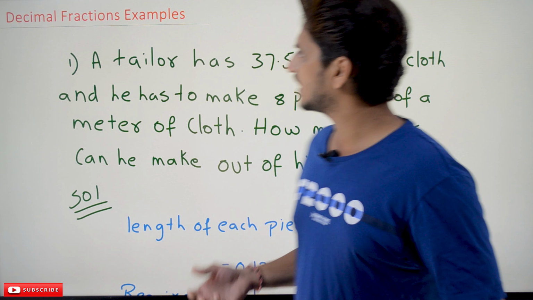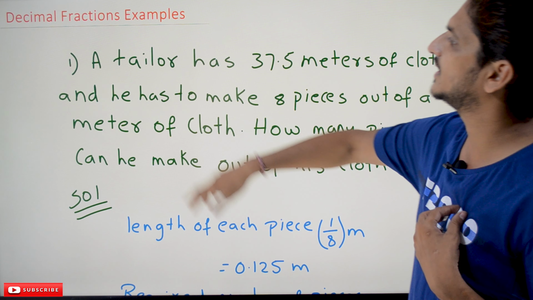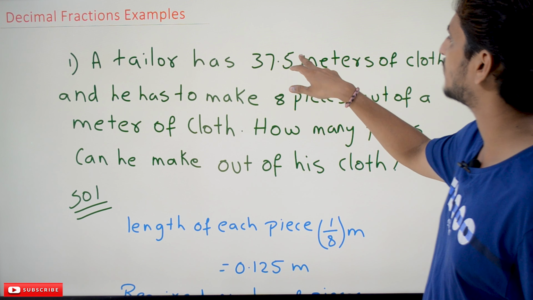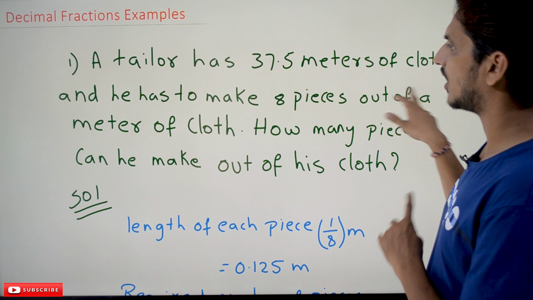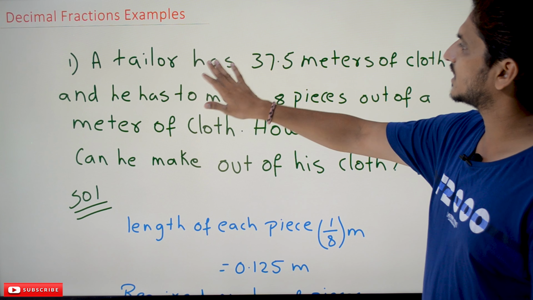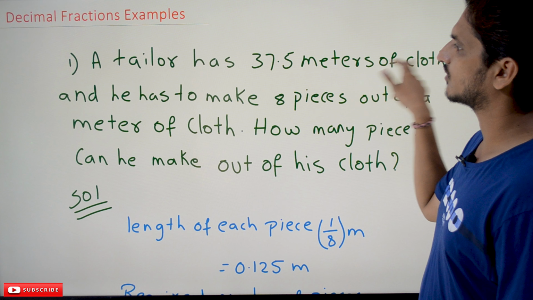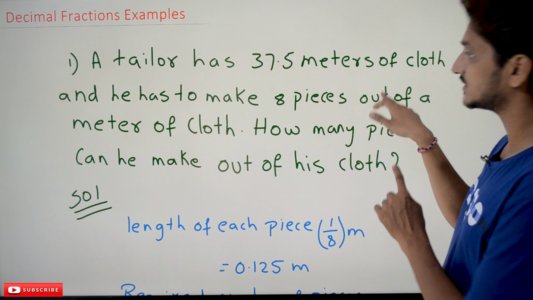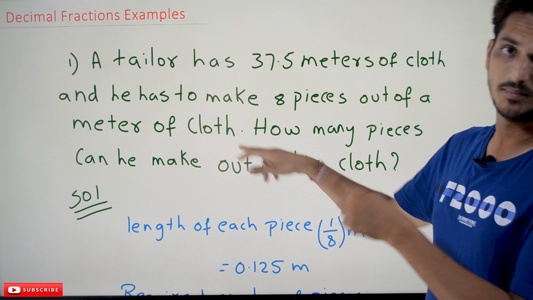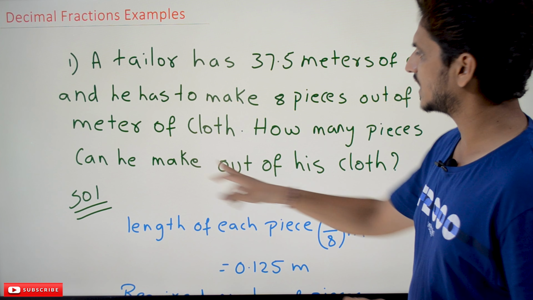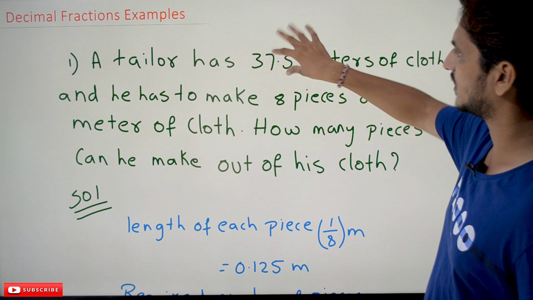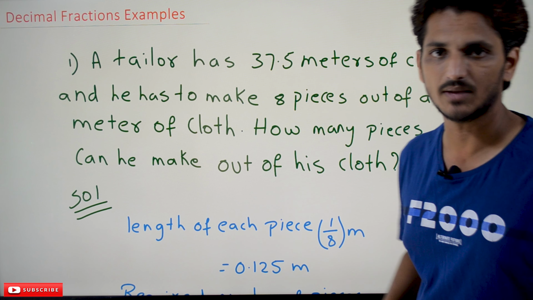Coming to today's class, our first example is: a tailor has 37.5 meters of cloth and he has to make 8 pieces out of a meter. Means from 1 meter of cloth he has to make 8 pieces. How many pieces can he make out of his cloth, whatever cloth he has?